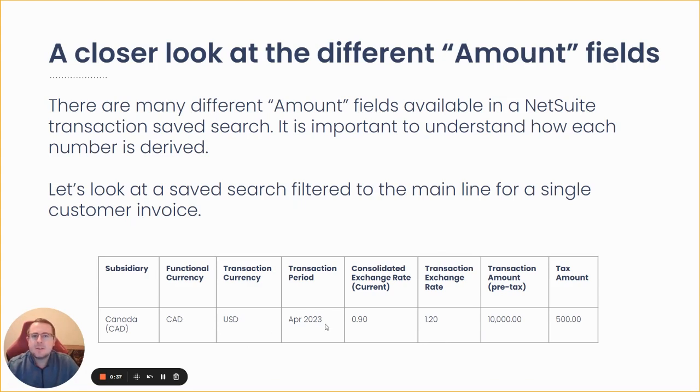It's been processed in the accounting period April 2023, and the appropriate current consolidated exchange rate for that period is 0.9. However, the transaction currency to convert from USD back to CAD is 1.2. The transaction amount is $10,000 before tax, and the tax applied is $500. Let's jump into NetSuite, confirm this transaction, and look at the saved search results.